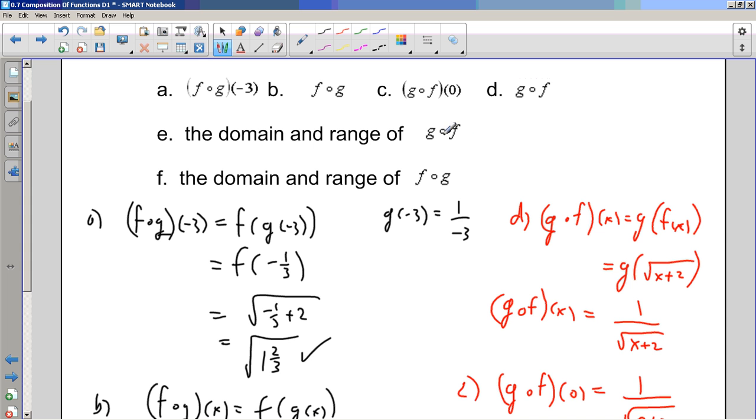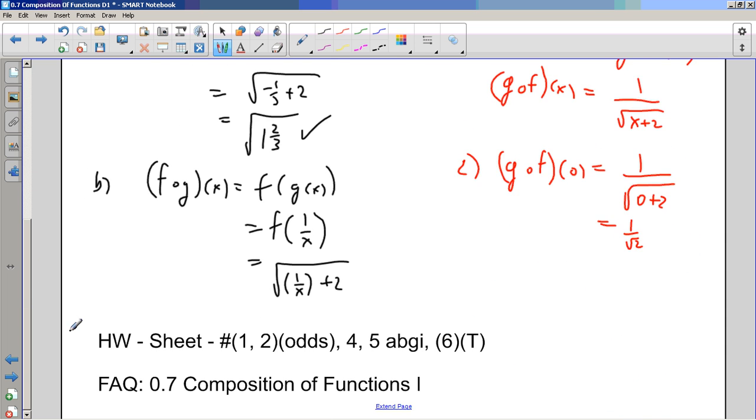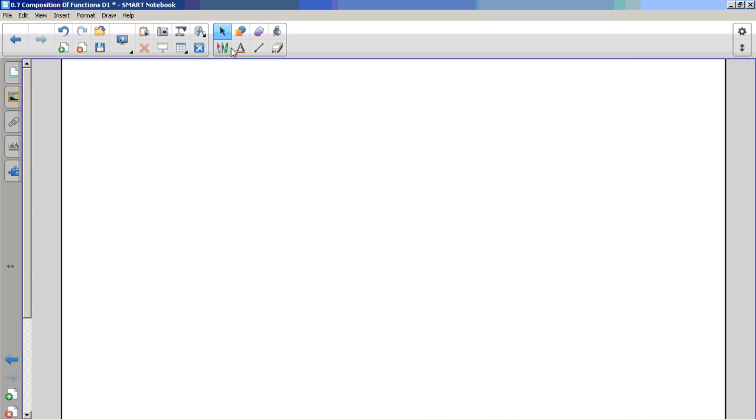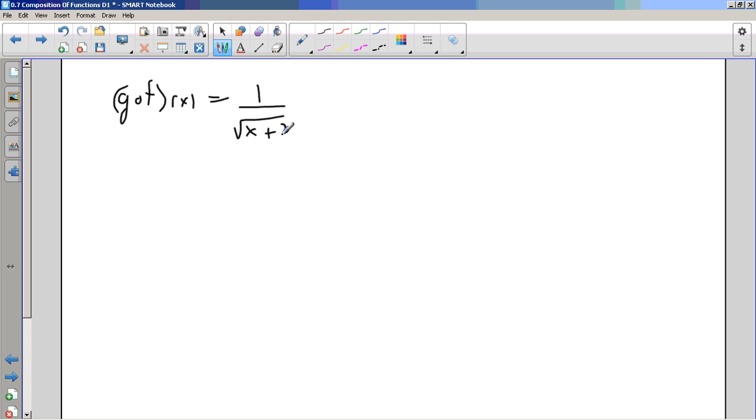The domain and range of g composed with f. I'm going to move this stuff down so I've got some room. Actually, I'm going to use a new page. So my skip function, g composed with f, was 1 over the square root of x plus 2, right?